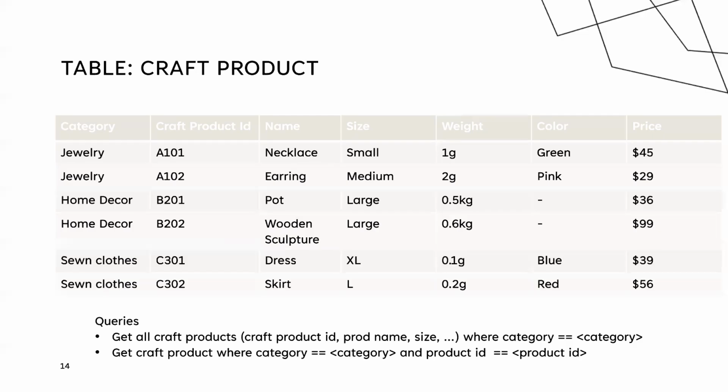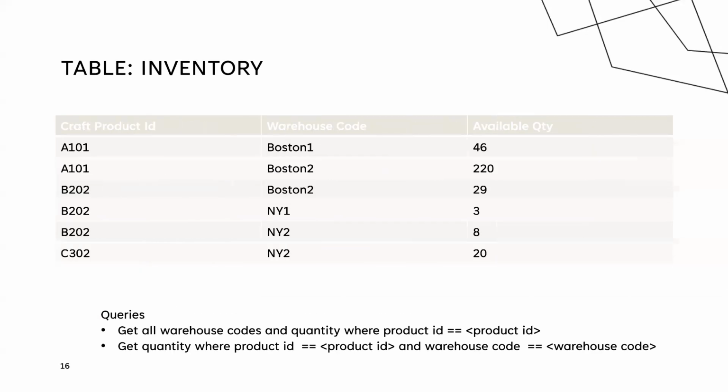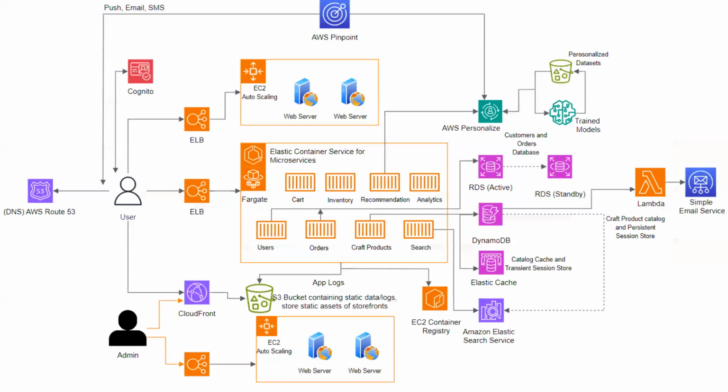If we talk about the architecture, then we have a table called craft product, which has category, product ID, name, size, weight, color, and price. If we want to get all the product IDs where the category is, say, jewelry, then we'll get the necessary data. Similarly, we can have an order table, inventory table, and cart table in our RDS.